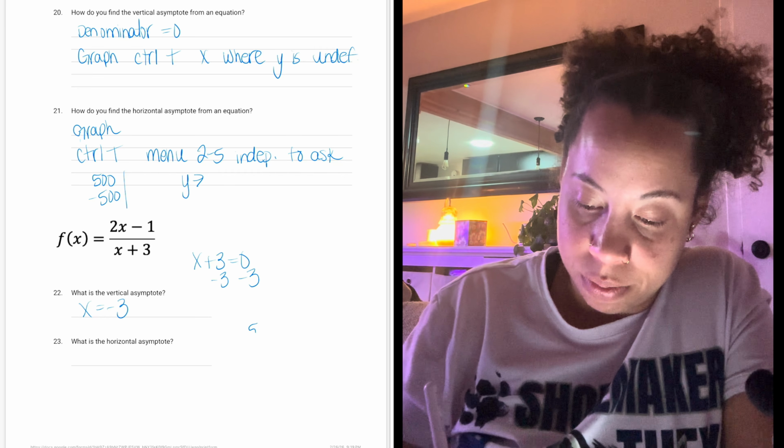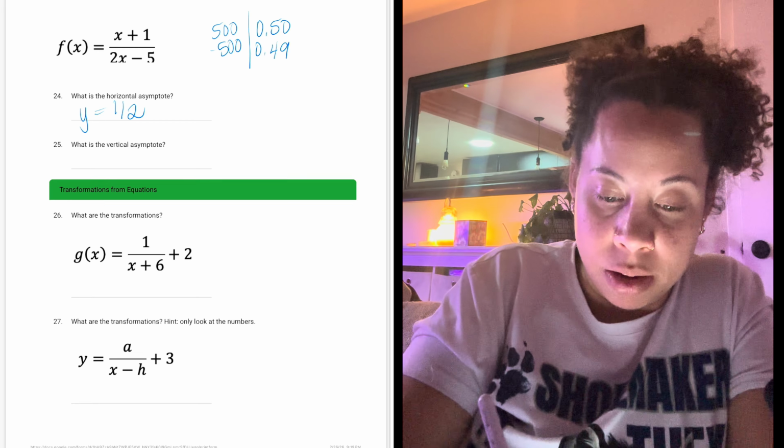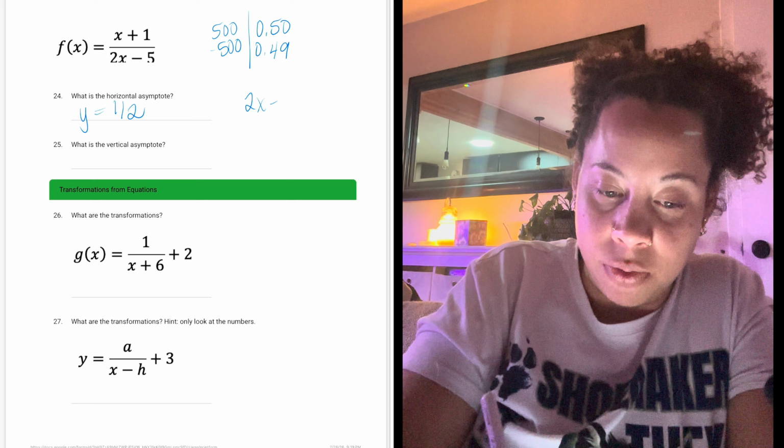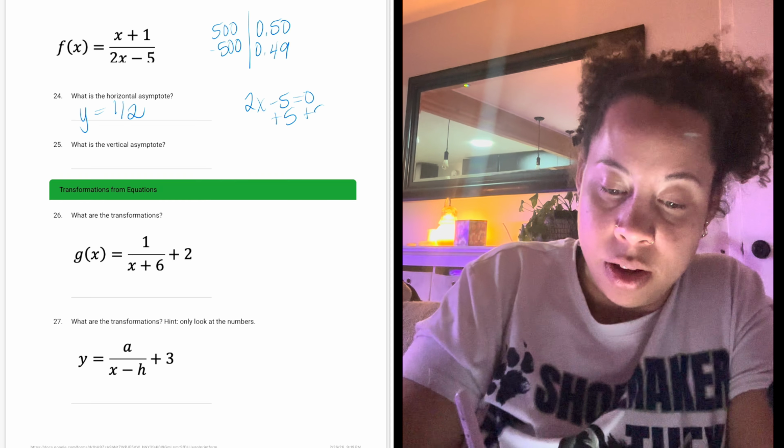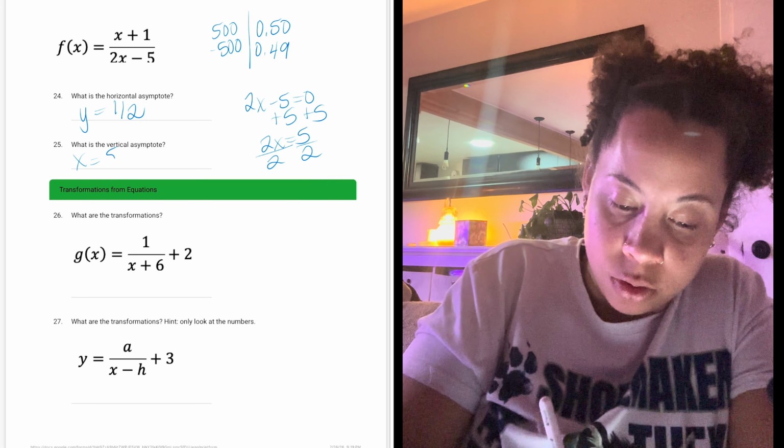And then for your vertical asymptote, that's when the bottom equals 0. So you have 2x minus 5 equals 0. You're going to plus 5. You get 2x equals 5, and then you're going to divide by 2. So x equals 5 over 2.